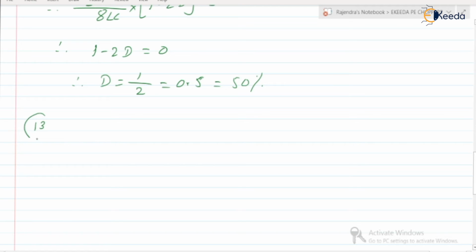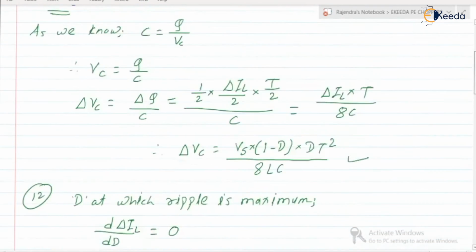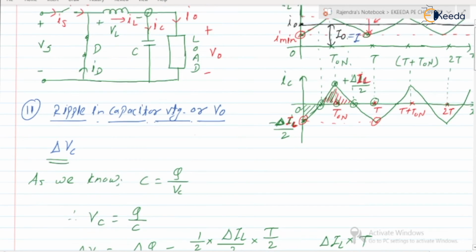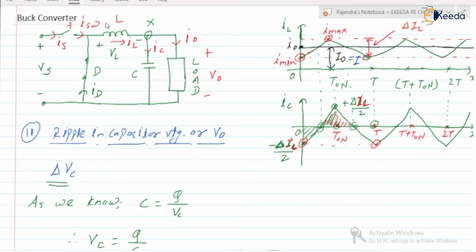Next, the 13th, second last: the critical inductance. Please try to understand the meaning of critical inductance. Critical inductance means the value of L at which this IL is just continuous. For example, for this value of L we are getting Imin to Imax, IL changing from Imin to Imax. Suppose we increase the value of L, the inductor will go on storing more energy.